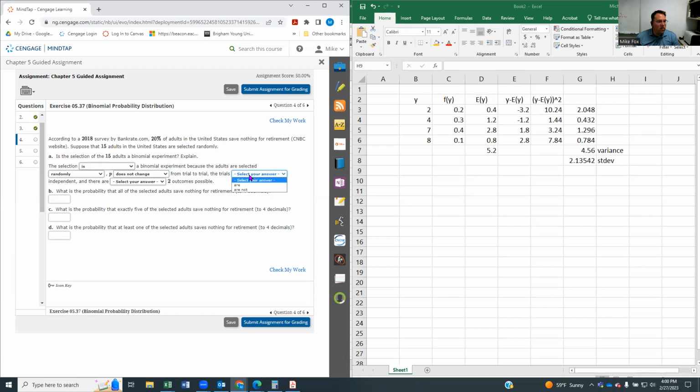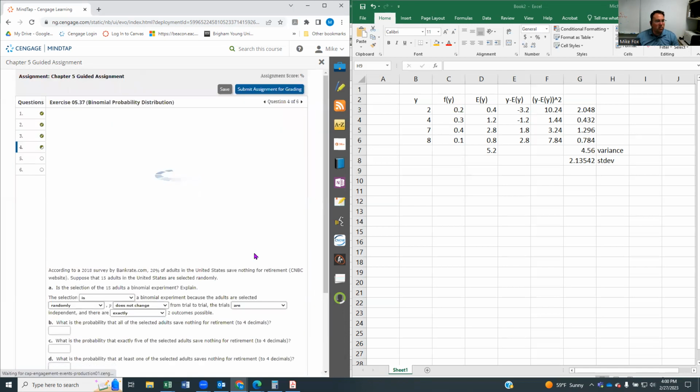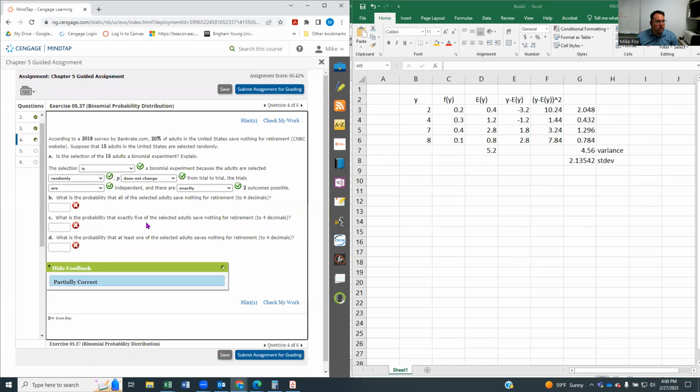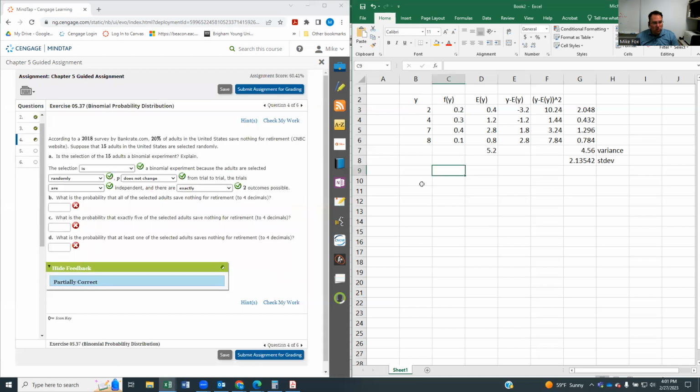Okay. The trials are independent, and there are exactly two outcomes possible. Either they save or they don't save. So those are the rules for something being a binomial experiment. All right, so now it's going to ask us, what is the probability that all of the selected adults save nothing for retirement? So I'm going to show you something real quick.